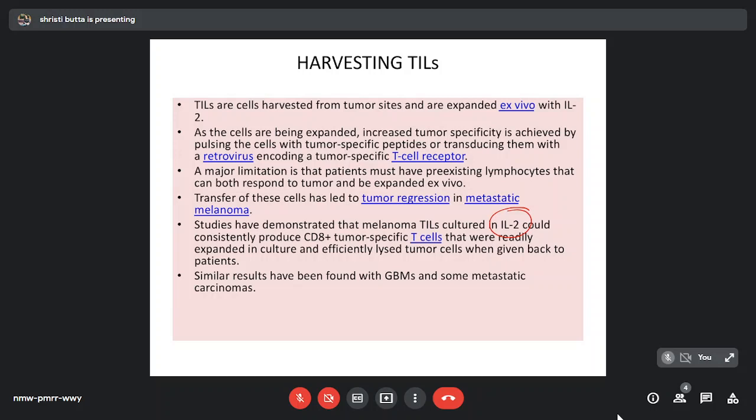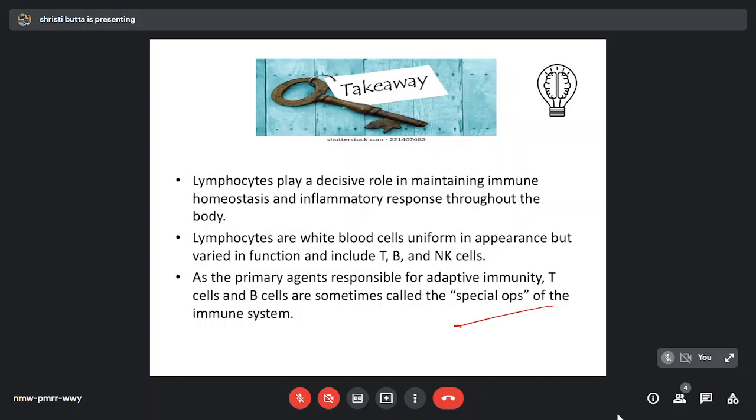So finally, we are coming to our key takeaways. Lymphocytes play a decisive role in maintaining immune homeostasis and inflammatory response throughout the body. Lymphocytes are white blood cells. They include the T, B, and NK cells as the primary agents responsible for adaptive immunity. T cells and B cells sometimes are called the special ops of the immune system. The CAR-engineered NK cells, the chimeric antigen receptor engineered NK cells, are similar to the CAR T cells. They are turning the innate effectors into more precision tools for cancer immunotherapy.